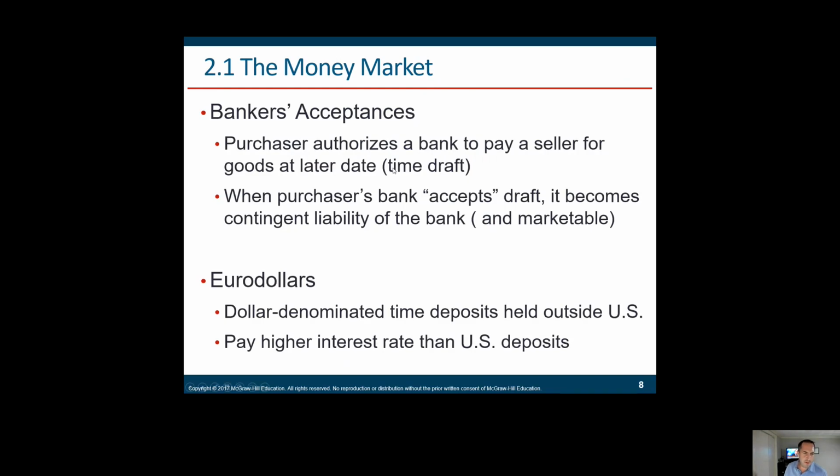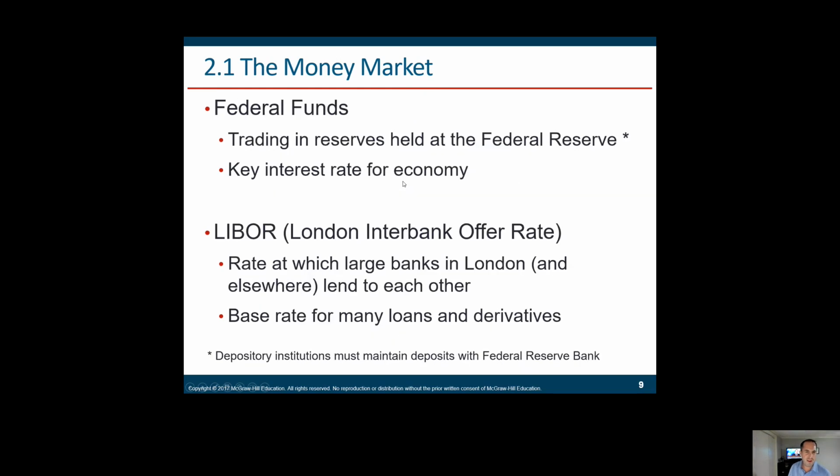Bankers' acceptances. A purchaser authorizes a bank to pay a seller for goods at a later date. When the bank accepts the draft, it becomes a contingent liability for the bank. So they actually do some kind of draft financing. Federal funds, that's from the Federal Reserve, which we'll talk about later in the book as well. They set the interest rate for the economy, and the interest rate really determines how expensive or cheap money is. LIBOR, they're really revamping LIBOR in this environment, so I'm not going to focus too much on using LIBOR here in this class, but it's another function similar to the Fed in terms of an interest rate setting body.